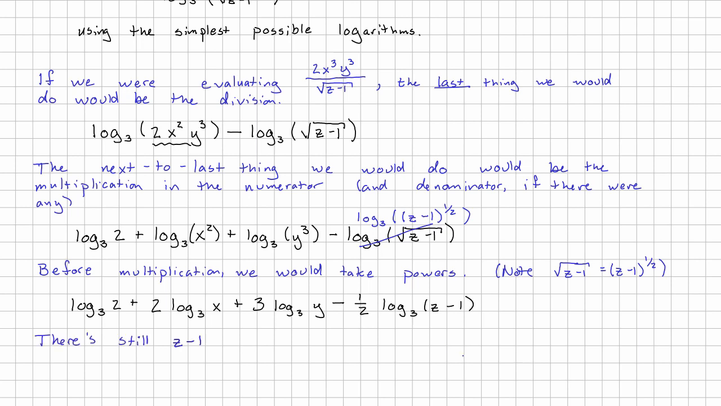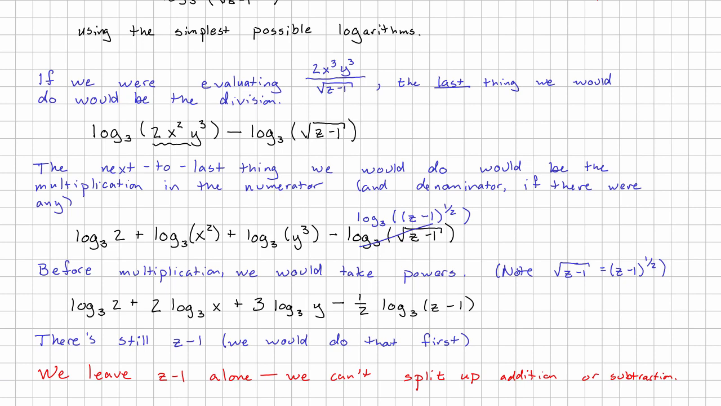Now, we still have that z minus 1. If we were evaluating our expression, we would do that first. But none of our log rules tell us how to split up addition or subtraction inside a log. And that makes sense because we don't have any exponent rules for if we're adding together powers of the same base. So in fact, we have to leave the z minus 1 alone. We can't split up addition or subtraction.